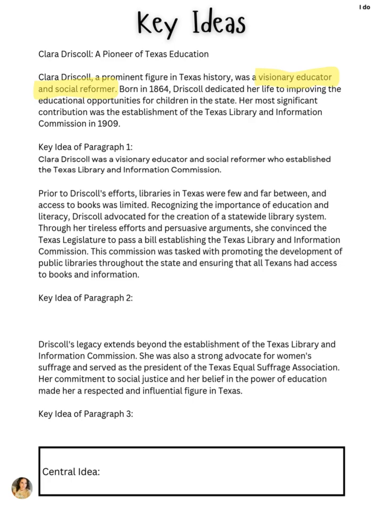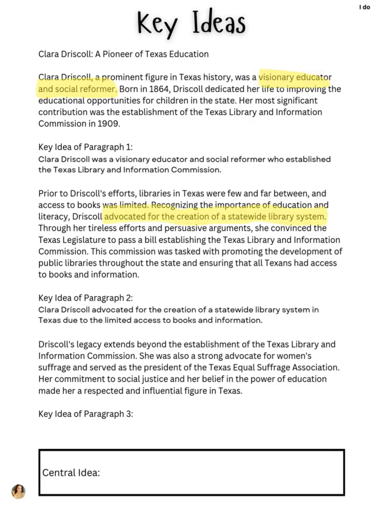system. So again, I want you to underline that she advocated for the creation of statewide library systems, and then go ahead and write that in the key idea space available. So I think at this point, this taught us that the first sentence is not always the key idea. Let's take a look at paragraph number 3.